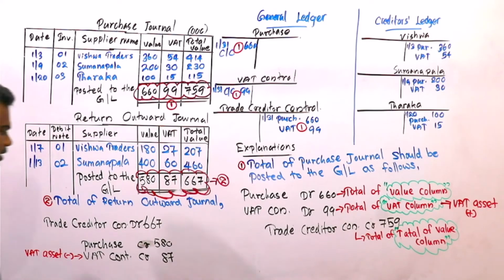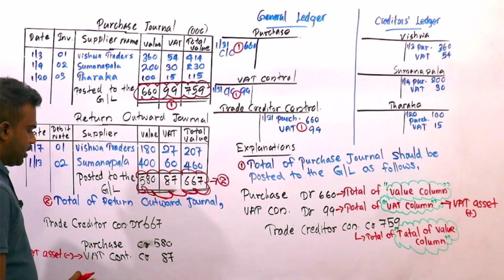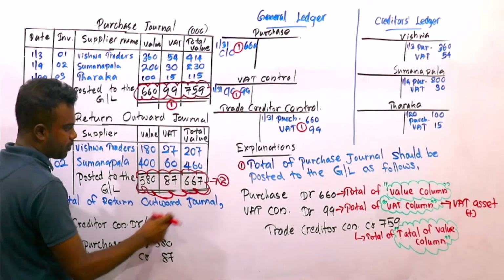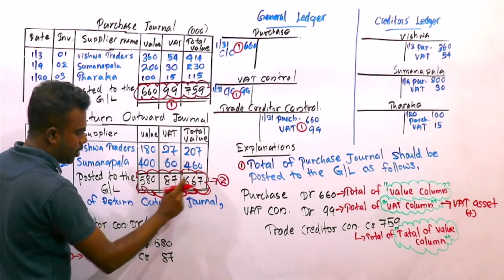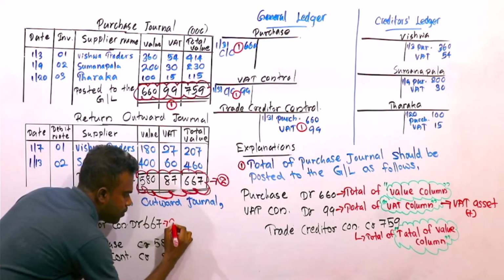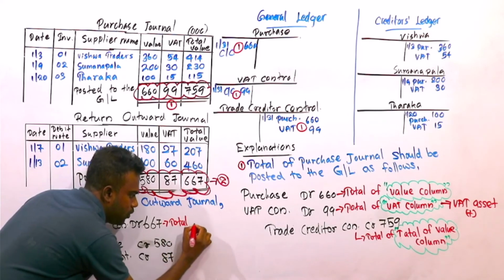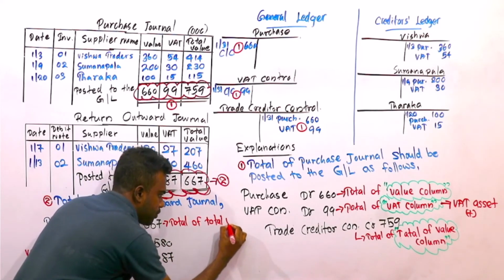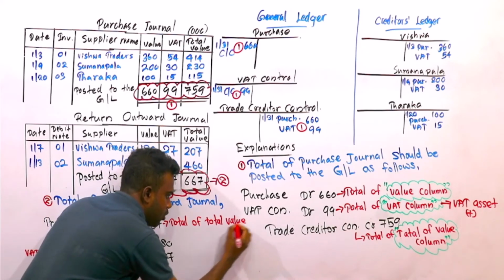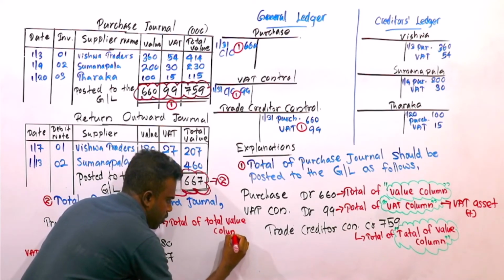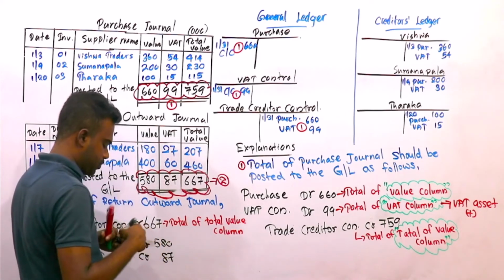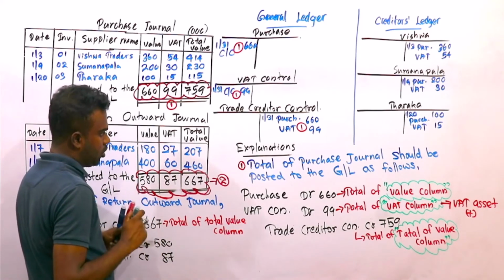And look at here. How much is the 667? Total value column amount, right? I will write down here: Total value column. Highlight this one. Total value column.